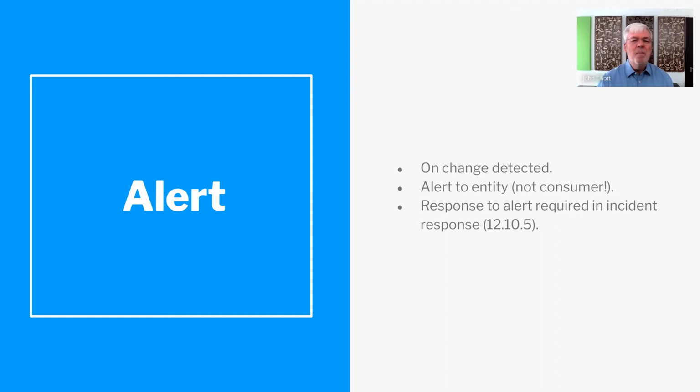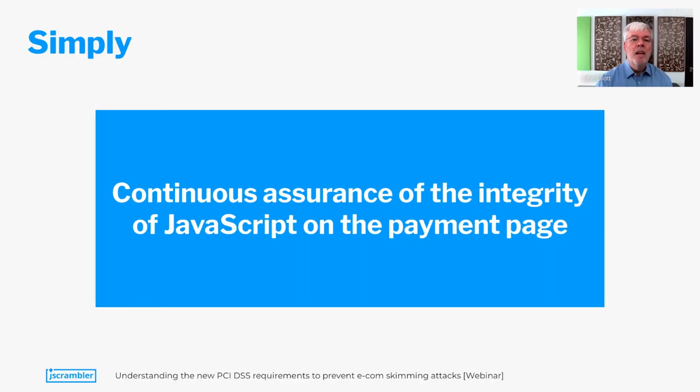The standard's completely vague about what type of alert. It doesn't say how the alert has to be produced, but what it does say is that it has to be responded to in accordance with your incident response plan, which is defined in PCI DSS Requirement 12.10.5. So, together, the 2 new requirements basically demand the continuous assurance of integrity of JavaScript on the payment page, that all JavaScript is managed and authorized before it's added to the payment page, and that its integrity is constantly checked while it's on the payment page.